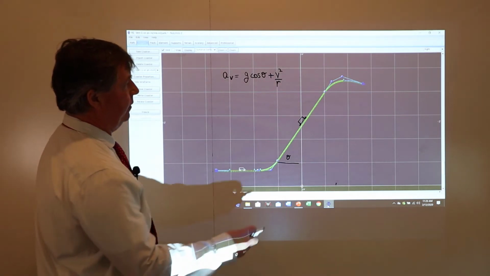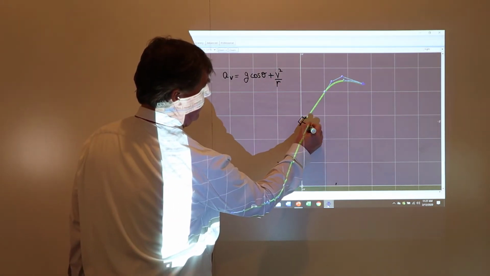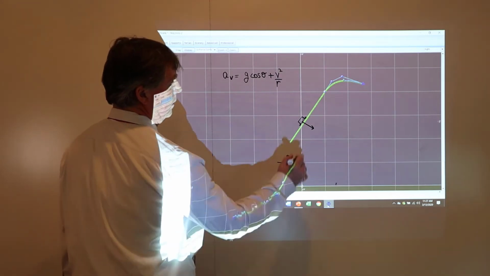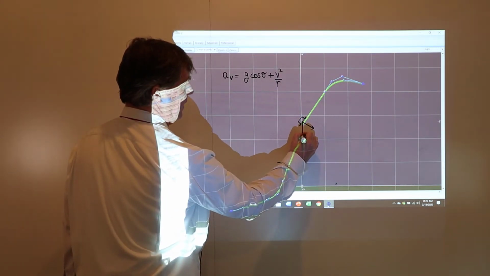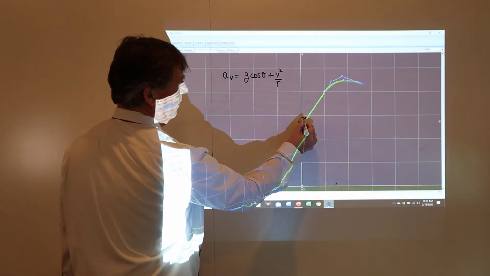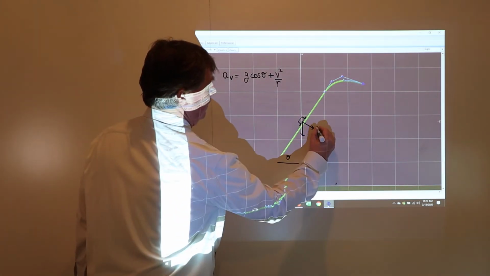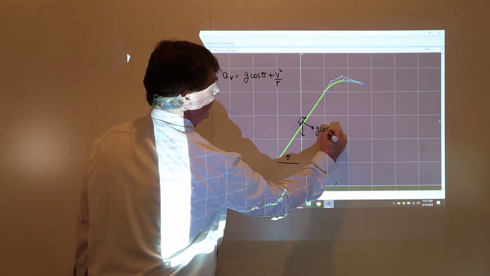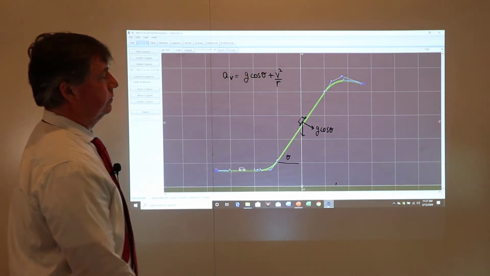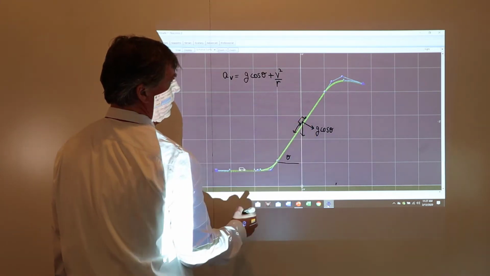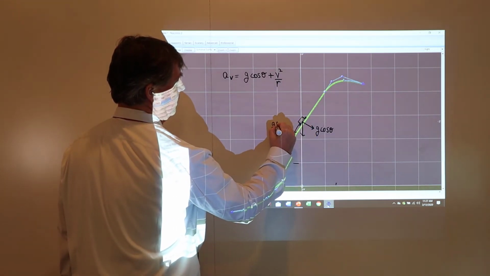In this case, gravity, remember gravity is always straight down, but it has a component perpendicular to this incline, and that's g cosine of this angle. It also has a component along the incline. It's g sine.